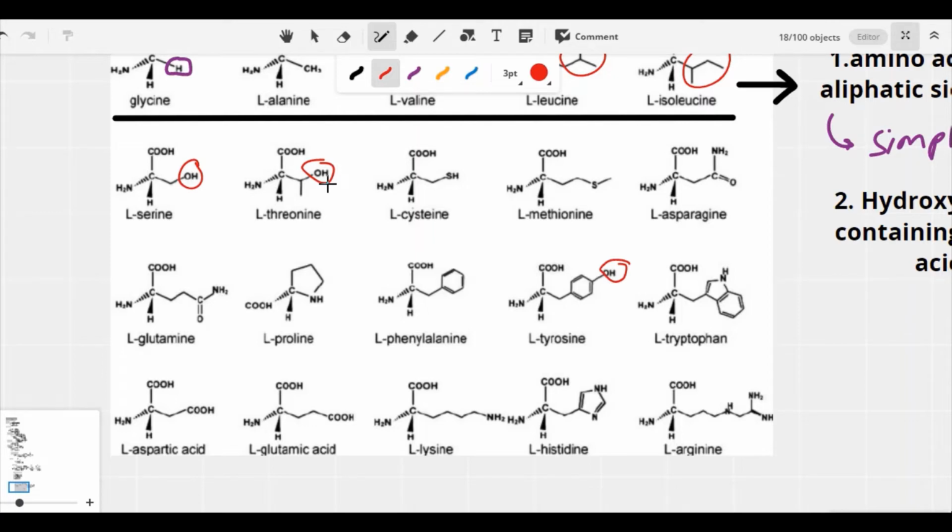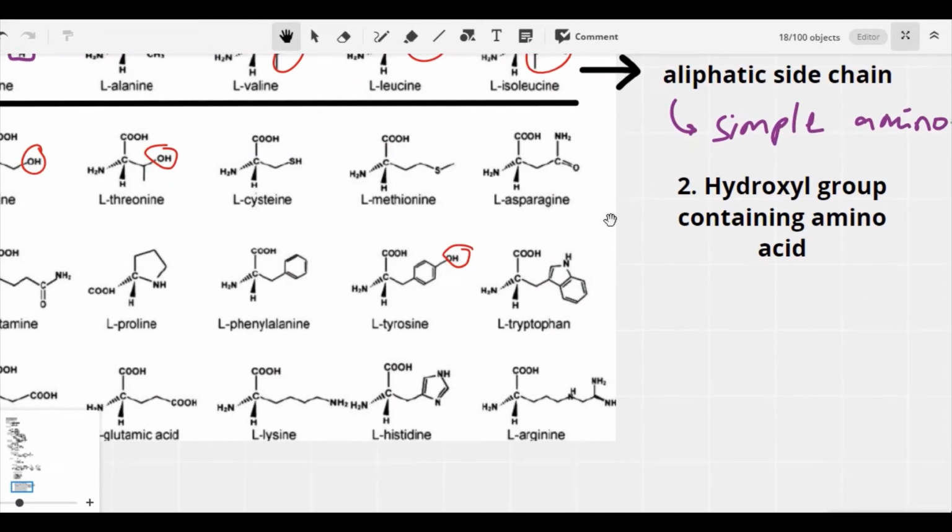You can say that tyrosine is aromatic. Can you see the aromatic ring here? It is usually considered under the aromatic amino acids, but you can see these three are placed in the category of hydroxyl group containing amino acids.